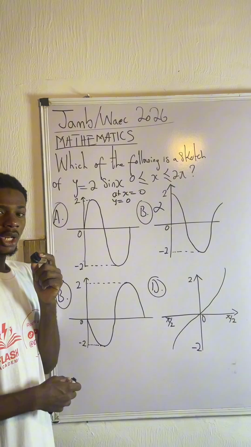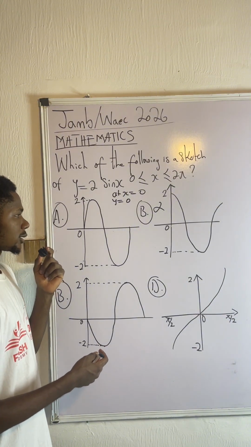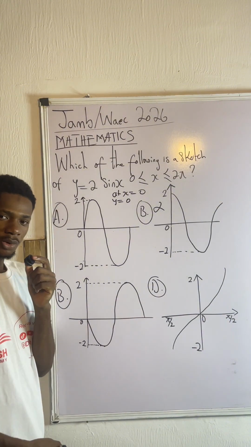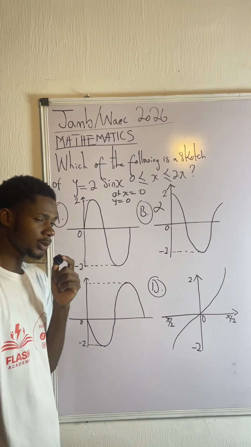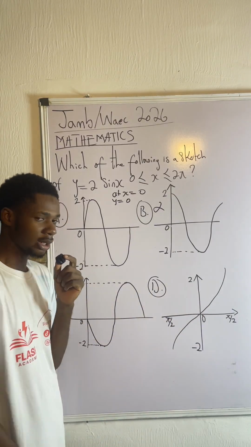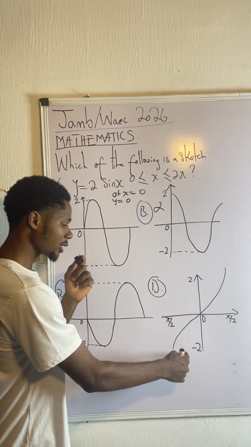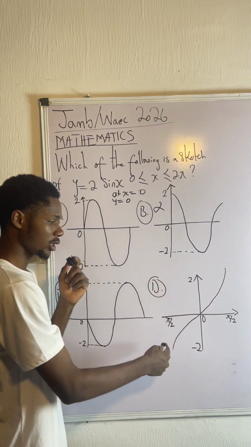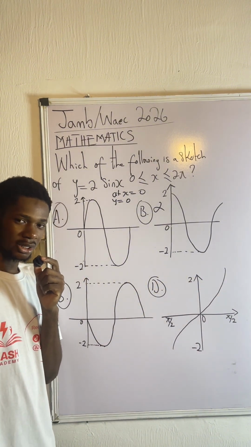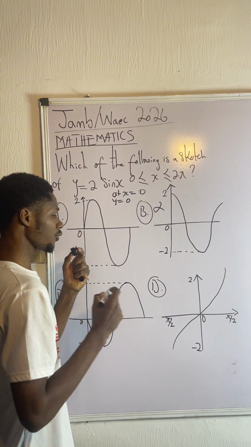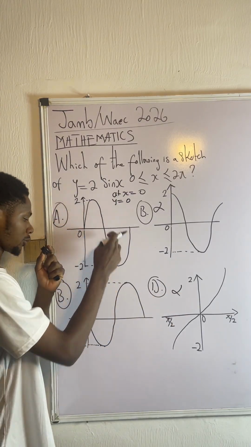Now the next one we're going to look at is option D. If you've not seen option D before, this graph indicates the graph of a tangent. Whenever you see a graph that has a curve like this, it means it's the graph of tangent. So this one is already out, no need to even consider it. We're now left between option A and option B.